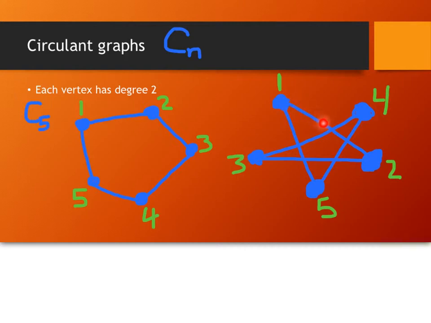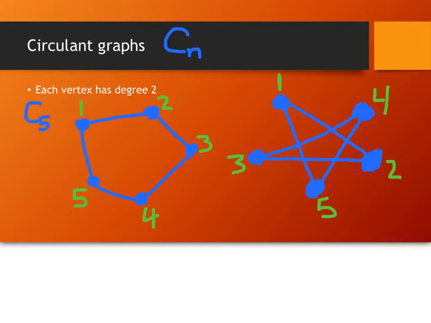Notice they're the same because they have the exact same connections, and then they have the exact same pattern of the vertices. 1 goes to 2, goes to 3, goes to 4, goes to 5. 1 goes to 2, goes to 3, goes to 4, goes to 5, and always back to 1.